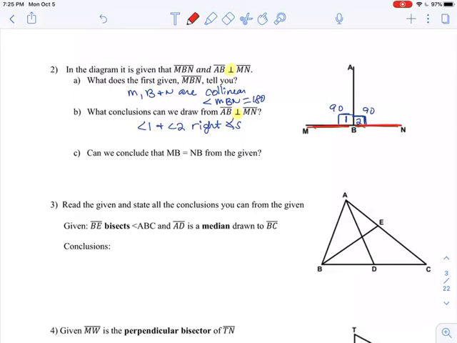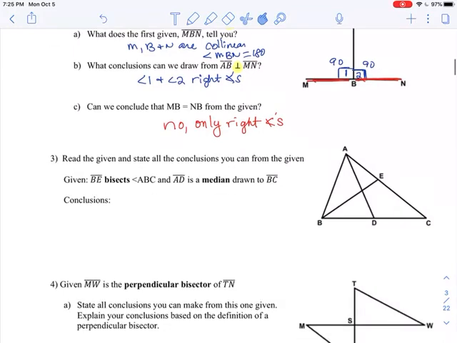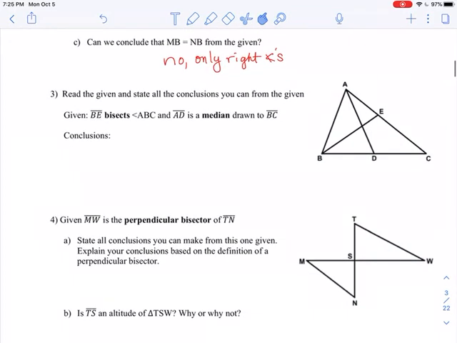There was no given that told me that B was a midpoint. If they told me B was a midpoint, then yes, MB would be congruent to NB. But can we conclude that from this? No. Only the right angles can be concluded from that given. Okay, so we can only go by what they tell us in the given. All right, read the given and state all conclusions you can from the given.